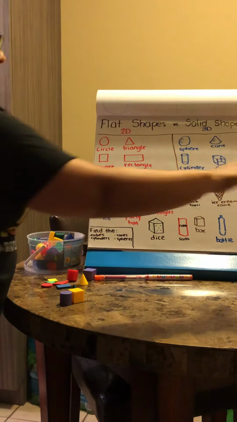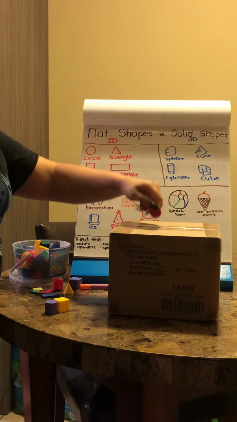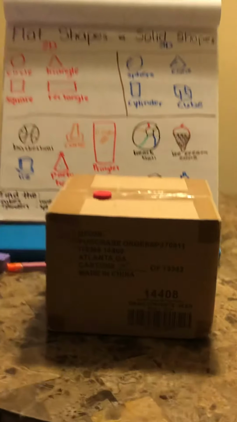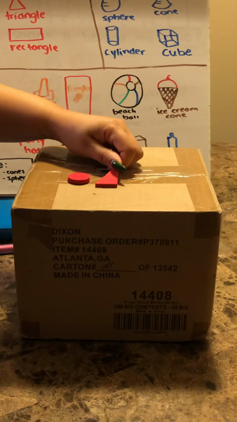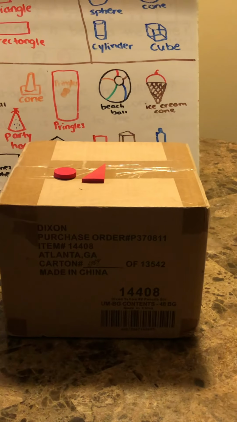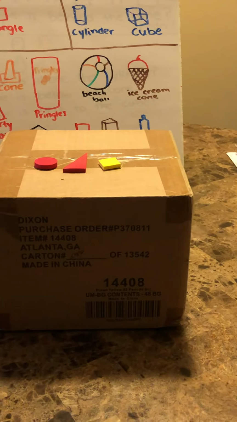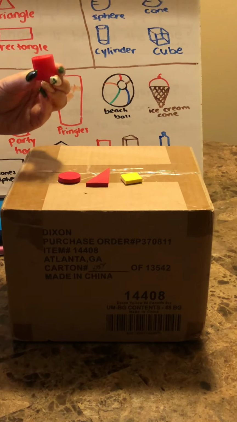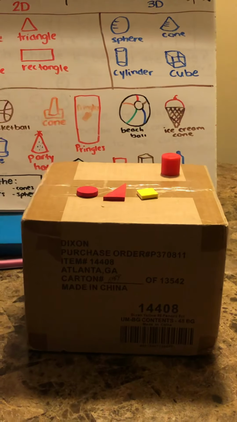So, for example, this is a circle because it is flat. So it is a 2D shape and it's flat. Look at this one, triangle. It is also a 2D shape and it is flat. This one, a square. It is a 2D shape, it is flat. What about this one? This is a what? A cylinder. So that means it is a 3D shape, it is a solid.